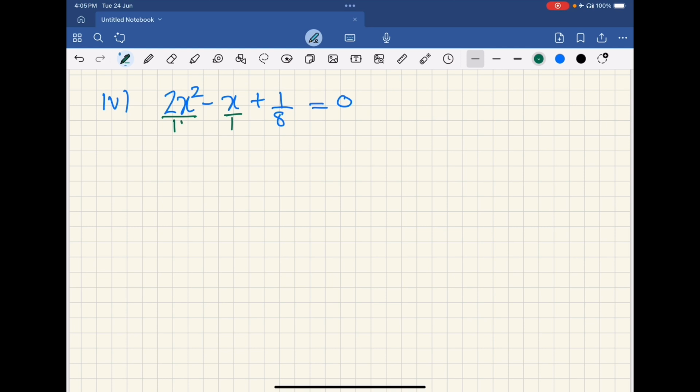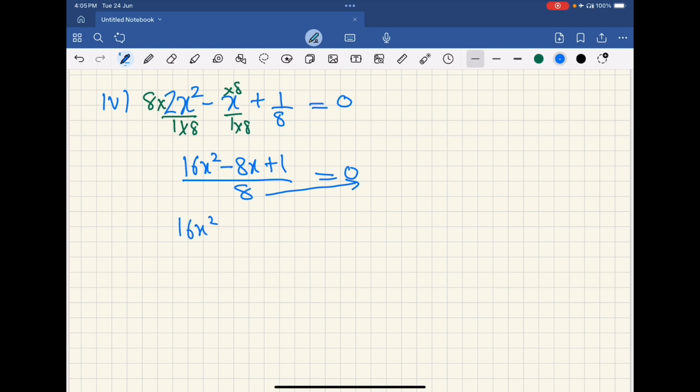So what should I do? Multiply this with 8. So I need to multiply the numerator with 8. Multiply this with 8. This is already 8. So what are we getting? We are getting 16x square minus 8x plus 1 divided by 8 equals 0. This 8 gets cross multiplied with 0 and becomes 0. Okay, so we have 16x square minus 8x plus 1, which is equal to 0.